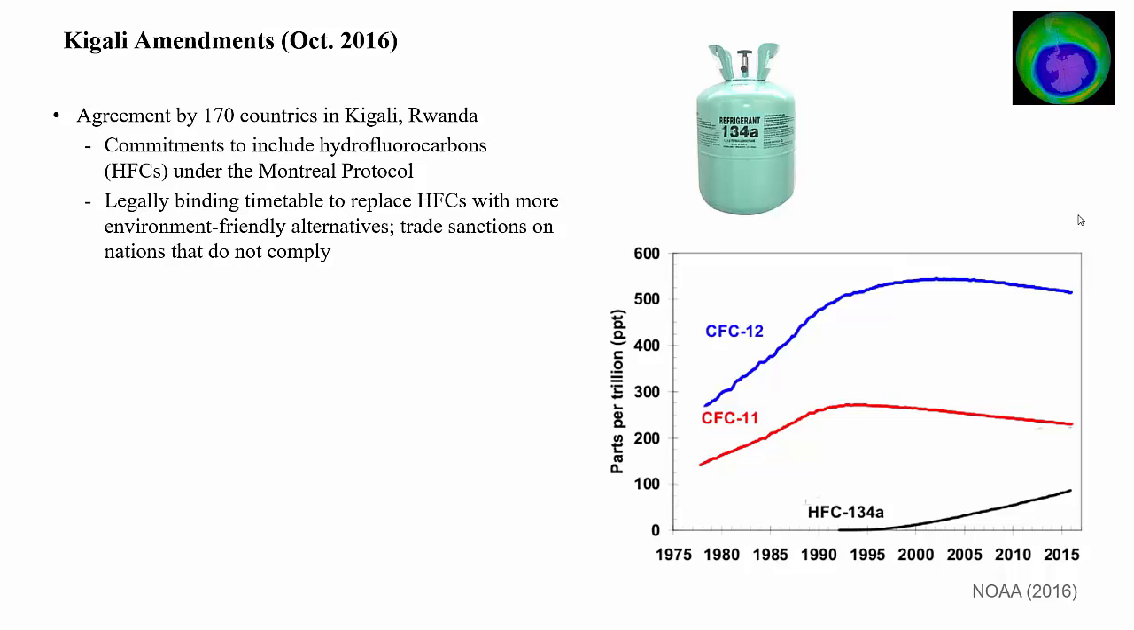One of the more common HFCs is R134A, and as you can see from the graph, the concentration of HFC 134A is rising while CFCs are falling. When this news was announced, there was a lot of confusion in social media. I mean, HFCs are already ozone friendly, aren't they? So why must they be phased out? They don't contain chlorine, they don't contain bromine, so they don't destroy ozone. So what's going on here?